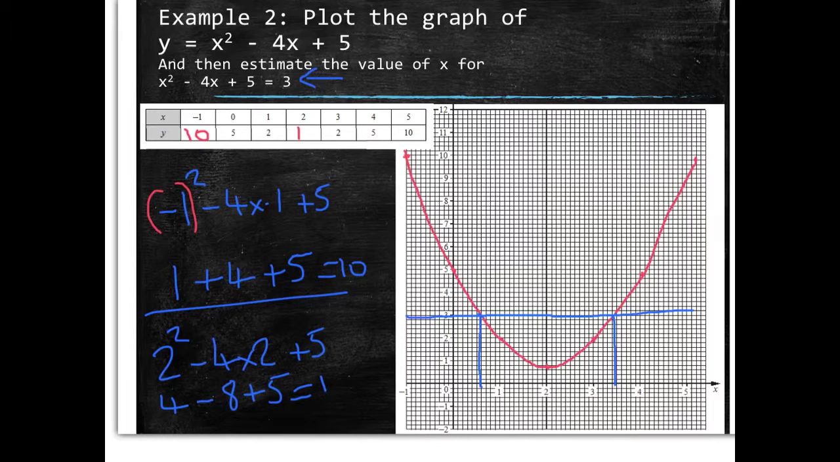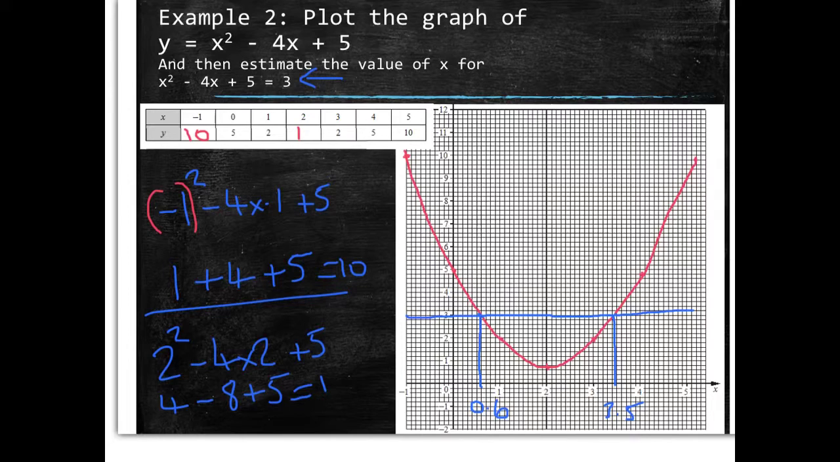This looks like 0.6 and 3.5. Something like that. Okay, maybe a little bit closer to 3.4. But again, we're estimating, and you will be given a little bit of tolerance in the exam as well because of the nature of the curve.